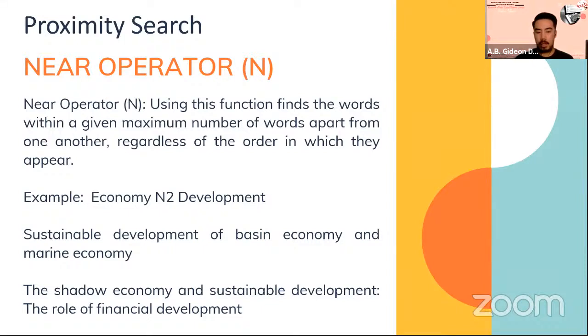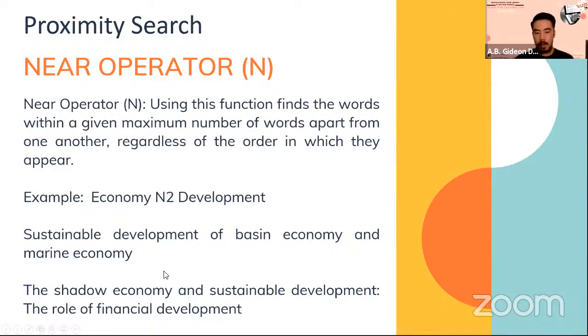All right, so let's take a look at this one. We have two words here between development and economy. So the reason being is that in this case, the search engine doesn't actually care whether economy would be first in the arrangement or second. Okay? So our second title, the shadow economy and sustainable development. So in this case, our search engine retrieved economy first in the arrangement.